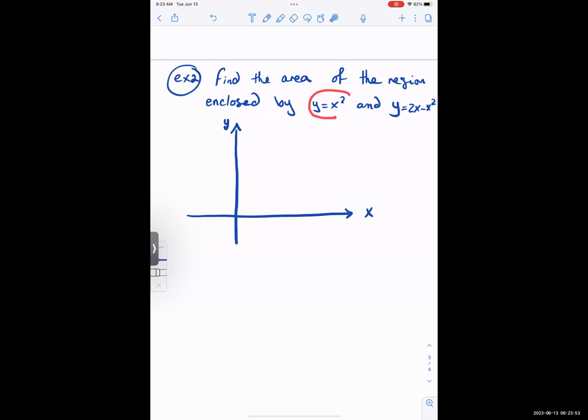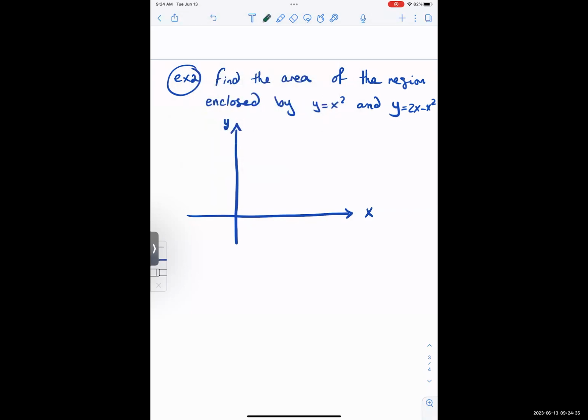X squared is an upward graph. You agree? Because the coefficient is 1. For 2x minus x squared, the leading coefficient is negative, so it is downward. So you're expecting that to be downward somewhere, something like this, and there would be some shift involved. Now you want to find where the two graphs are intersecting. You know that one is upward, one is downward.